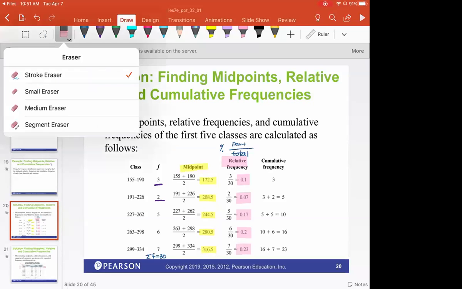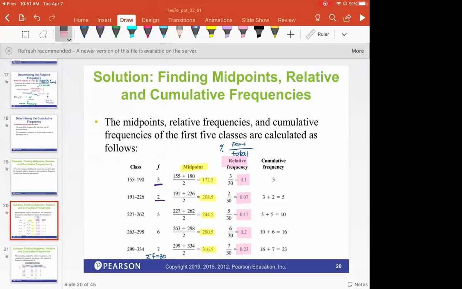So I have 5 here, plus my next one, 5. And then I have 10 here, plus my next one, 6, like we have here. And then I have 16 plus my next one, 7. You get 23. So you keep adding the next one in. That is a cumulative frequency.